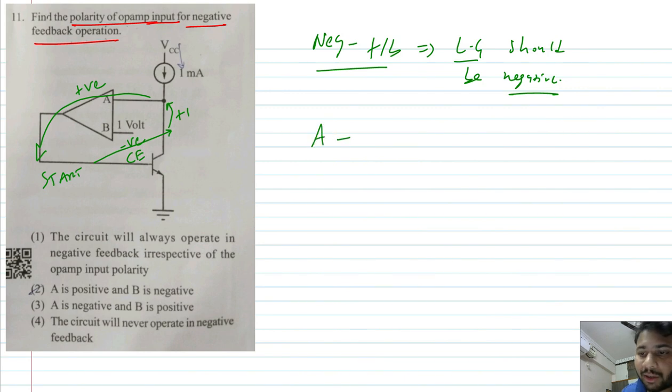And for that, A must be the plus input terminal. So obviously B must be the negative input terminal. Then only the loop gain will be negative and the circuit will have negative feedback. So A should be plus input terminal, B should be minus input terminal, which is option B. Okay.